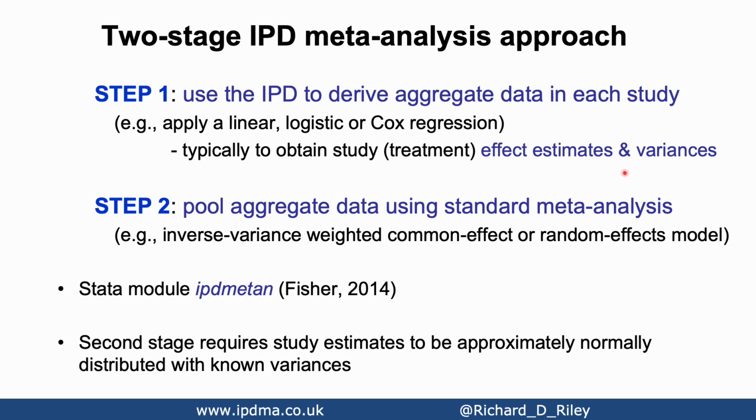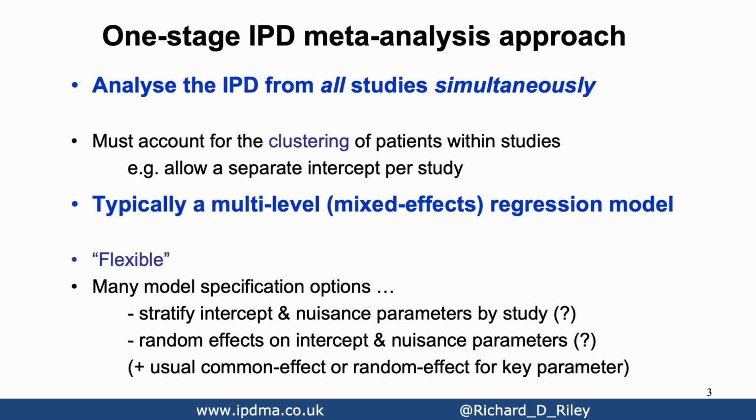And so that's our aggregate data in the first stage that we've derived from the IPD ourselves. And in the second stage, we are going to pool that aggregate data using traditional standard meta-analysis techniques, such as an inverse variance weighted common effects or random effects model. The Stata module ipdmetan does both of these stages for you very, very quickly. And the second stage uses, like I said, familiar meta-analysis methods, but they typically assume that effect estimates are normally distributed and that variances are known. So there's a little bit of a concern there.